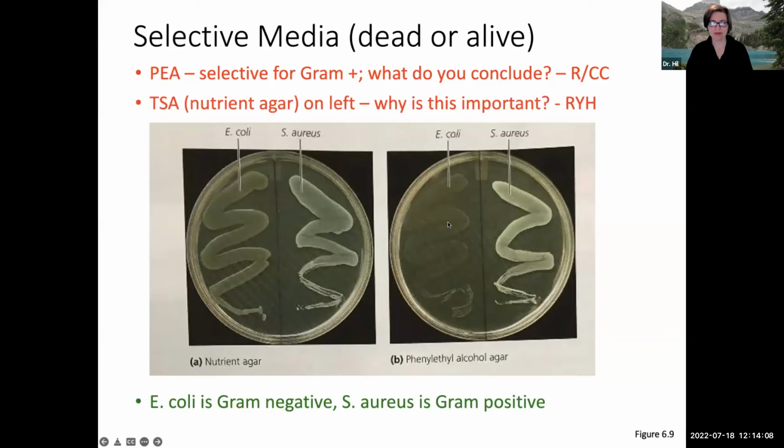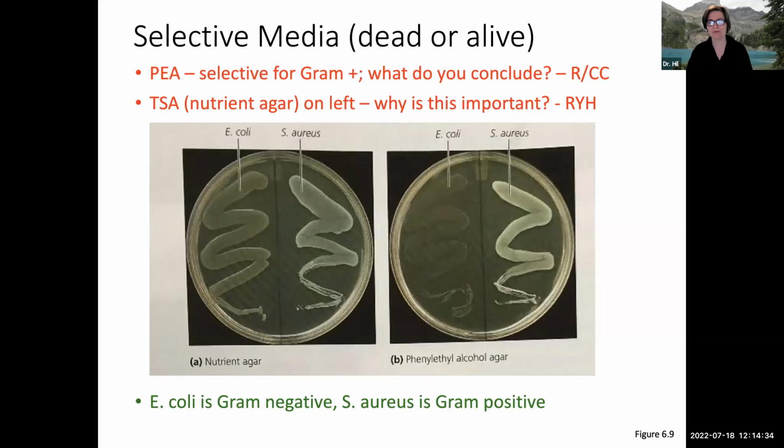Now, one thing that we need to ask ourselves is, why did we do this control? This is TSA, it is a control. Why was it important? When we look at this plate, we can see that Staph aureus grows really well. So it's pretty easy to say, oh, it's gram positive. But E. coli, you can still see where it was plated, and it's kind of hard to interpret this. Maybe this could tell us that E. coli is just a slow grower. How do we know that it's not?